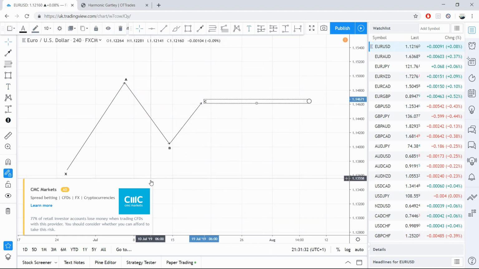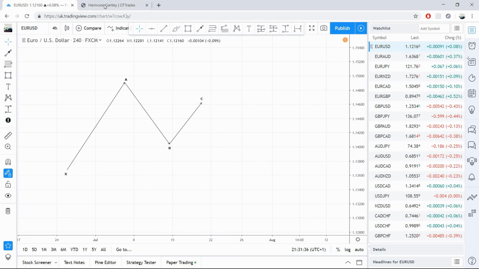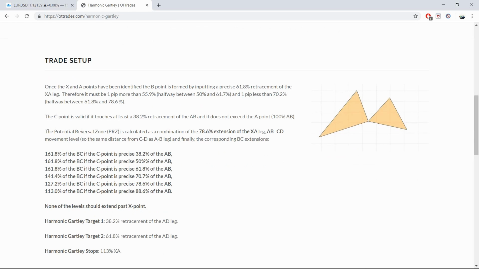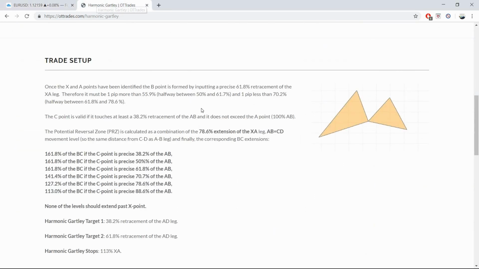Now the most complex part of the harmonic patterns is the D point. As mentioned here, the D point is no longer like the advanced patterns. It's no longer a single point. It's actually formed by a price reversal zone. This is a combination of 3 different Fibonacci levels, and they're all different for different harmonic patterns.